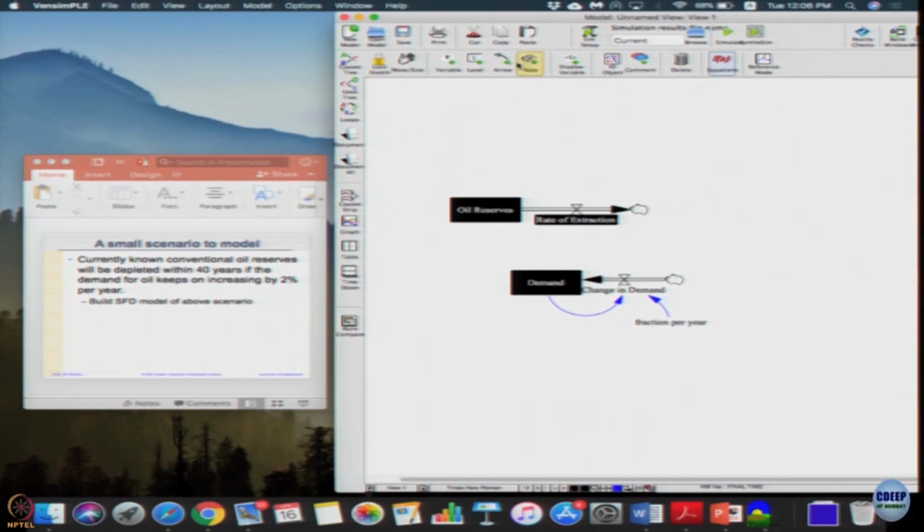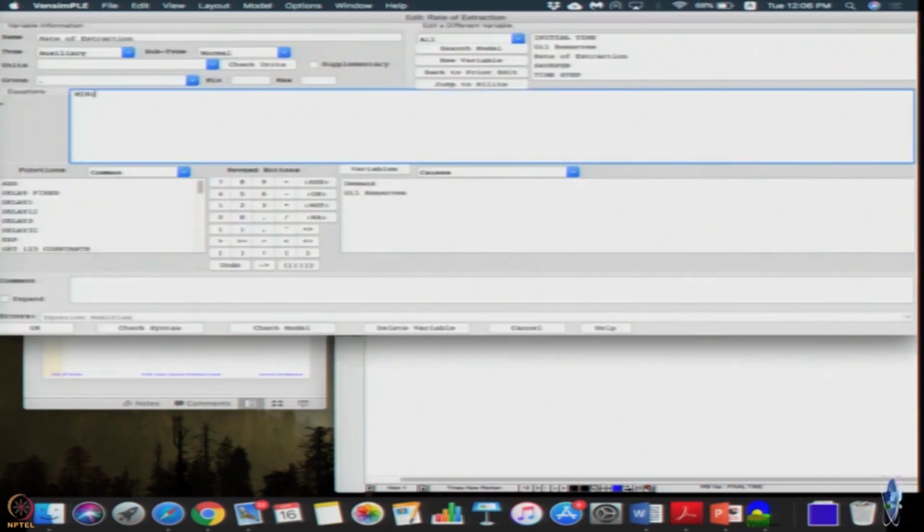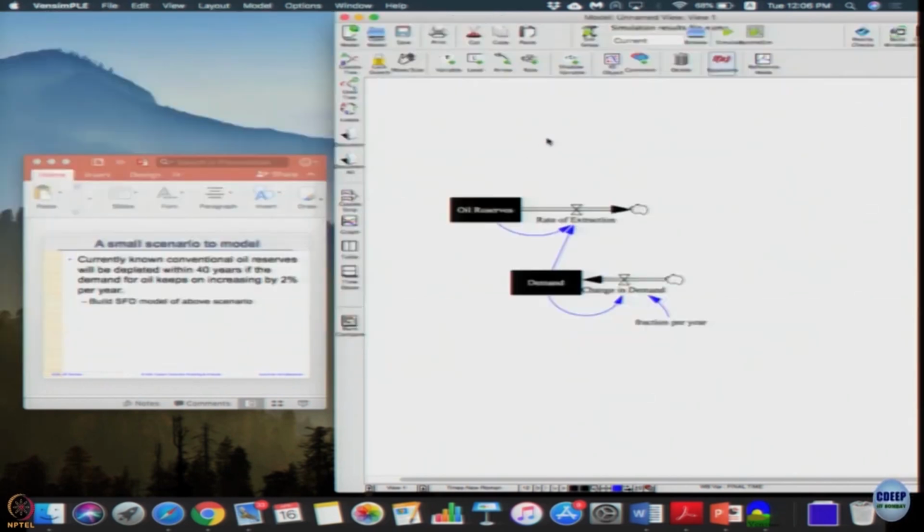And you can make a simple assumption that this demand is going to affect the rate of extraction, and I can only extract until oil reserves fall down. It just says that oil will be depleted within 40 years. So, once it is depleted, I cannot extract any more. So, then the rate of extraction can be minimum of oil reserves and demand. Let us just model it.